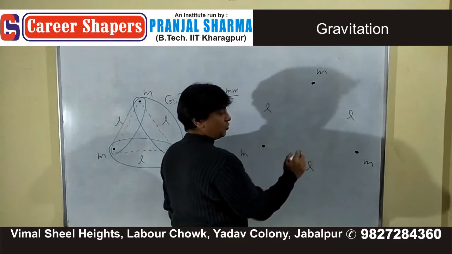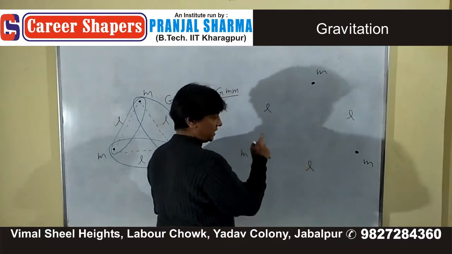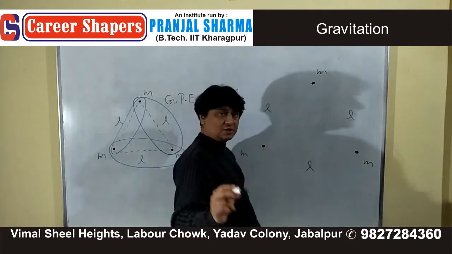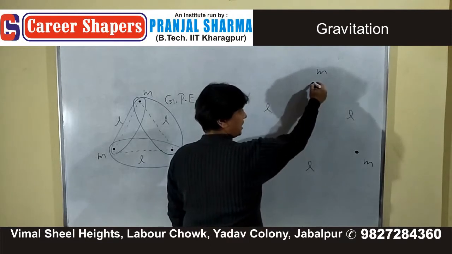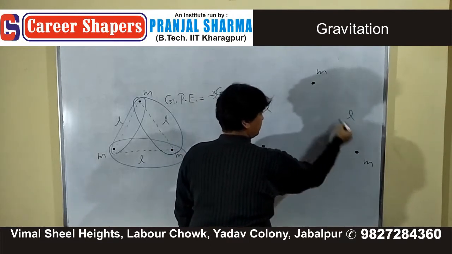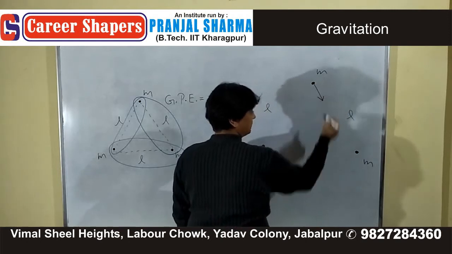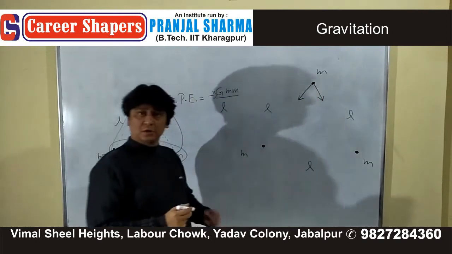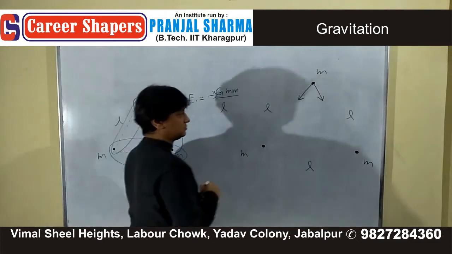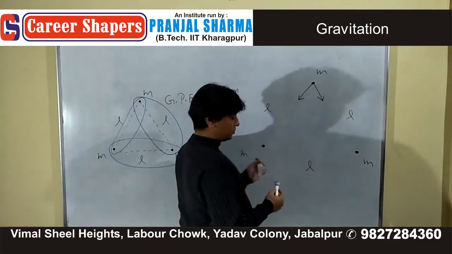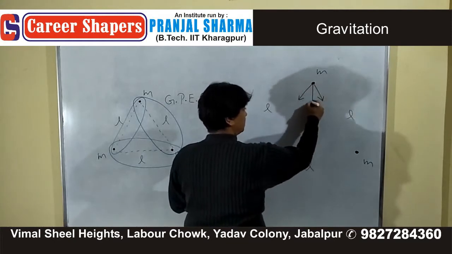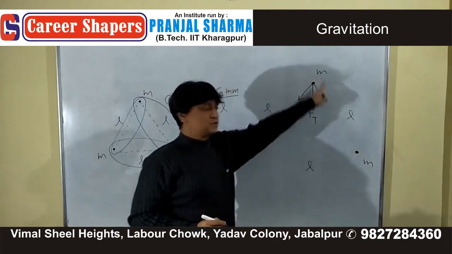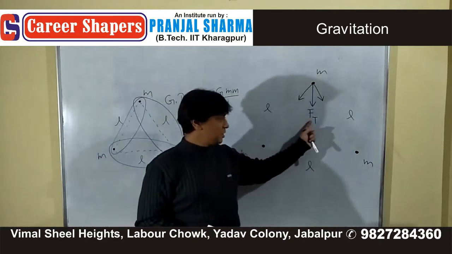Now, we have already done a question like this, in which this m and this m exert some force on this block, and this m is pulling this m towards itself. This m produces a force in this direction, and because of these two forces, you get a resultant force in this direction. This is the resultant force which is acting on this.